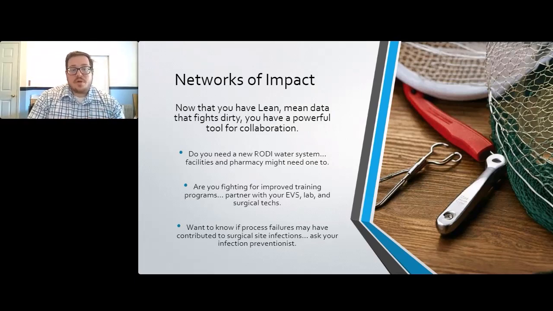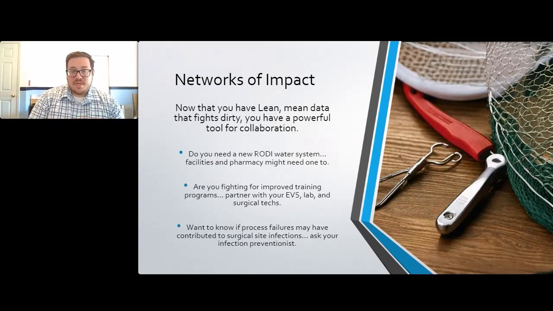If you are working to get improved training programs, you can partner with EVS, lab, scrub techs, the OR. If it's career growth, partner with the OR. And if you want to know process failures, how your work in sterile processing is impacting things on a patient level, talk to infection prevention. I'll put a little plug in there for IP.